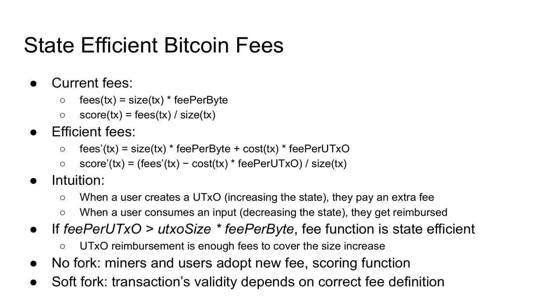And the way we can apply this in Bitcoin is, first of all, we can do this without even a fork, where the miners and the users simply adopt this new fee function, and the fee per UTXO could be a market-based evaluation as it is right now. Another approach could be to do a soft fork where the actual transaction's validity depends on the correct fee definition. So a transaction is valid only if it defines a high enough number of fees to cover the increase in costs.